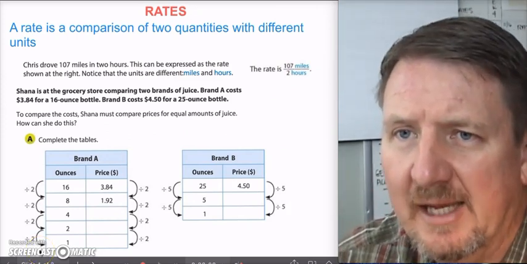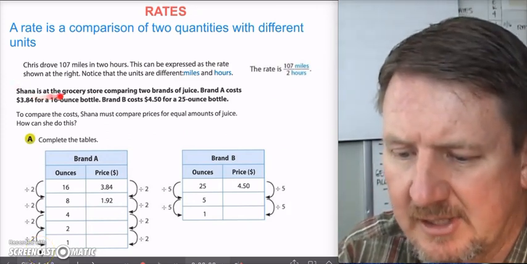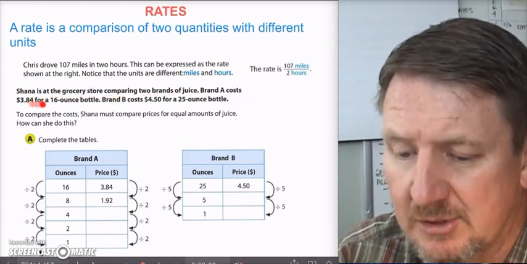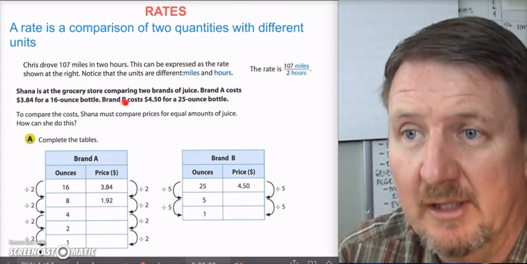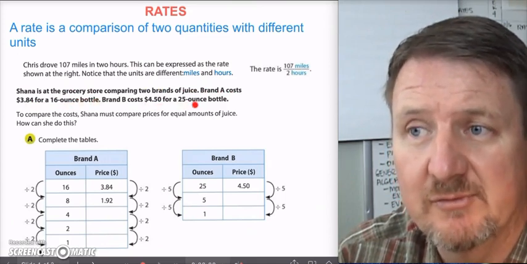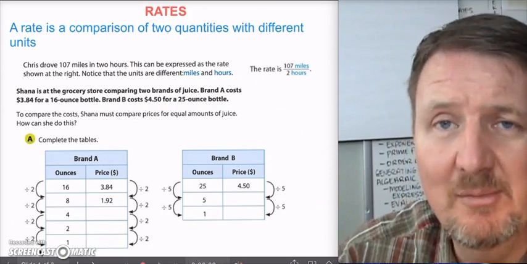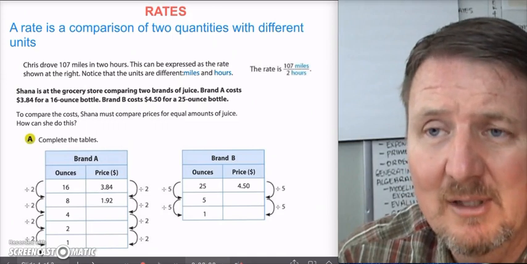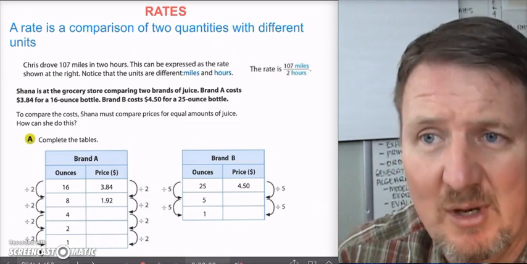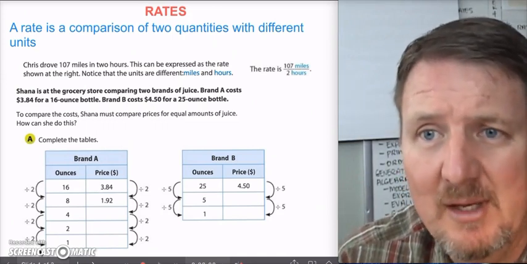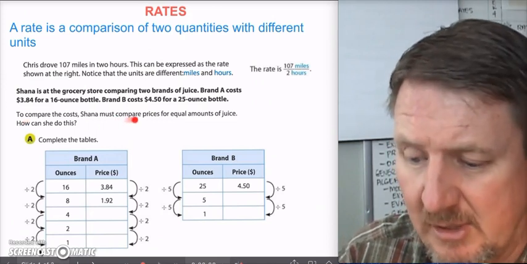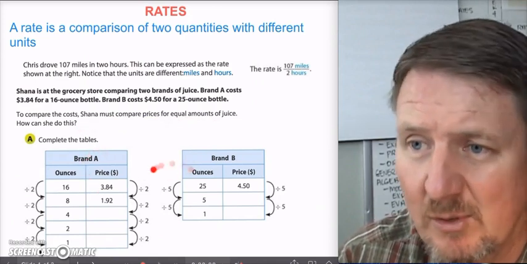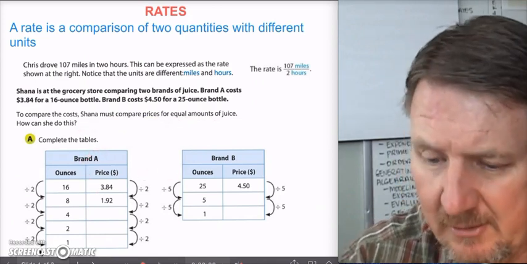Alright, so let's look at this problem here. Shauna is at the grocery store comparing two brands of juice. Brand A costs $3.84 for a 16-ounce bottle, and brand B costs $4.50 for a 25-ounce bottle. So we're going to be comparing the two different types of juice. But we can't just compare a 16-ounce bottle to a 25-ounce bottle. We have to have the same units, okay? To compare the cost, Shauna must compare prices for equal amounts of juice. How can she do this? Well, this is one way we can do it, and I'm going to show you how.